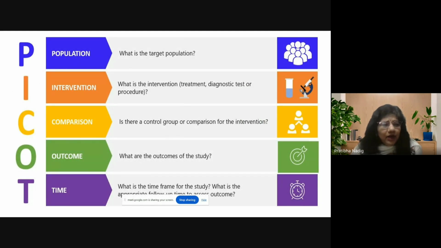We follow what is called the PICOT criteria for writing a research question. So what is the target population? In framing the question, we must be very clear on whom I want to do it. What is the intervention? If at all we are intervening, if we are doing a prospective study, a trial of anything, it could be a drug or education, a surgical procedure, anything. Is there any control group or comparator group? What are the outcomes and what is the time frame?